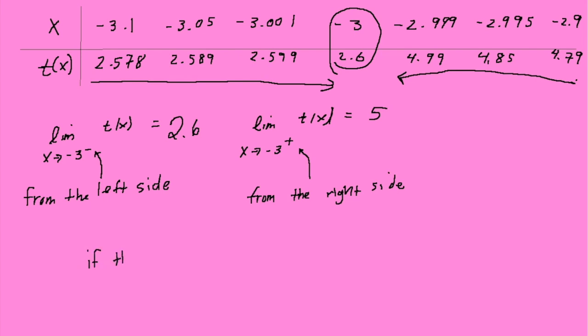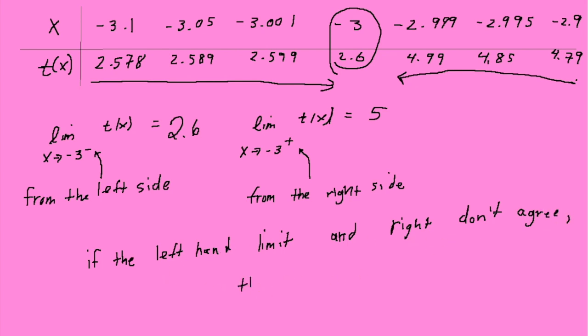If the left-hand limit and the right-hand limit don't agree, and I'm shortening this here for you, if the left-hand limit and right don't agree, there is no overall limit.